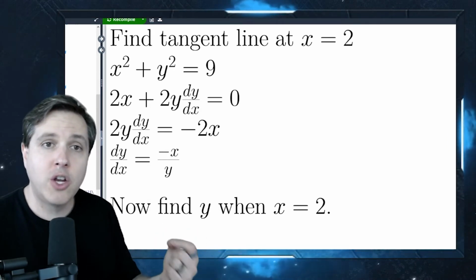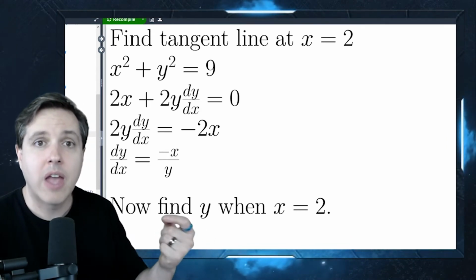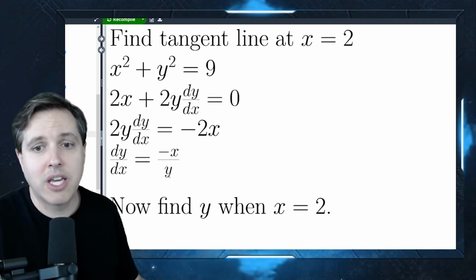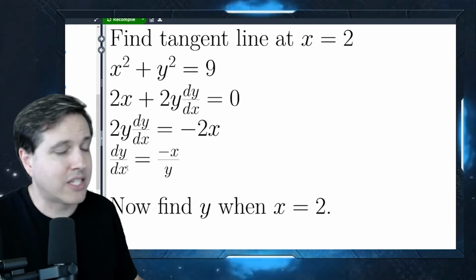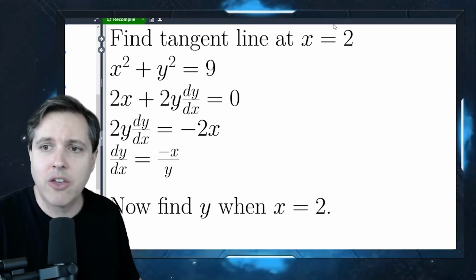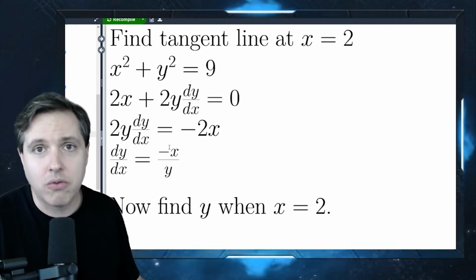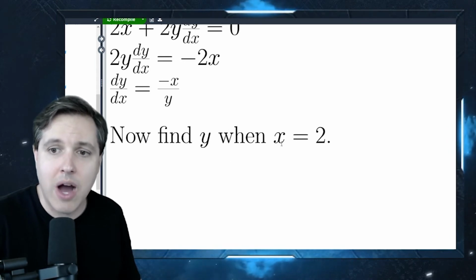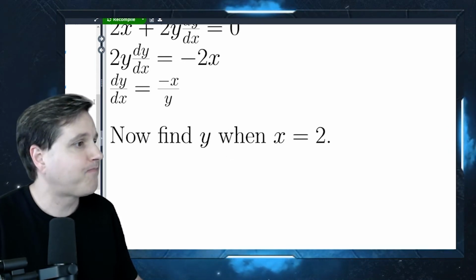So if we want to know the derivative at a point, we plug in the x value for that point, and we plug in the y value for that point. That's how we're going to get there. So, okay, how do we do this when x equals 2? We know an x value. We don't know the y value. We haven't figured that out yet. Well, that's the next thing we're going to do. Now find y when x is equal to 2.